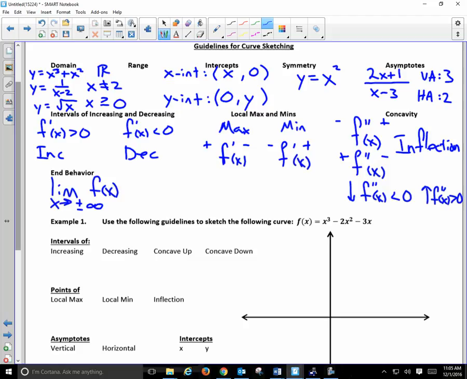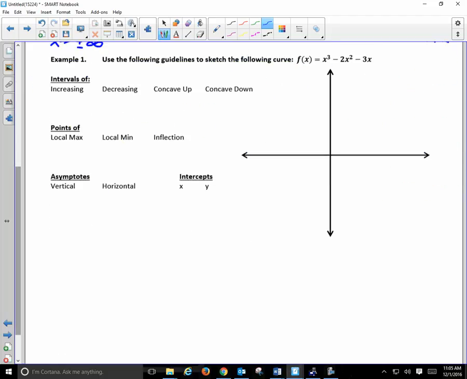Anyway, so, all right. Let's do the example. Use the following guidelines to sketch the following curve. On your test, you can use your calculator, but you cannot graph it. You can use your calculator for computation, but you cannot graph it. Or you can say you can't use your calculator at all. All right, sounds good, Wally.